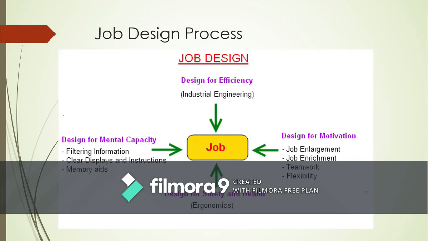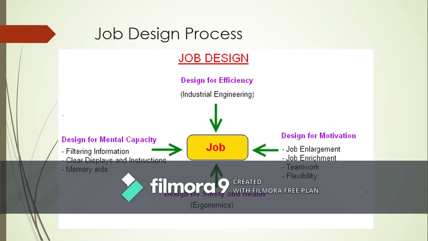Going further, job design, as I told you, has four factors, already discussed in the previous unit, that affect the job. These are the four main objectives to design a job: design for efficiency, design for motivation, design for mental capacity, and design for safety and health. Every work, whatever is being done in an industry, is to contribute to the efficiency of the organization. So job design is also a process where efficiency is the objective.